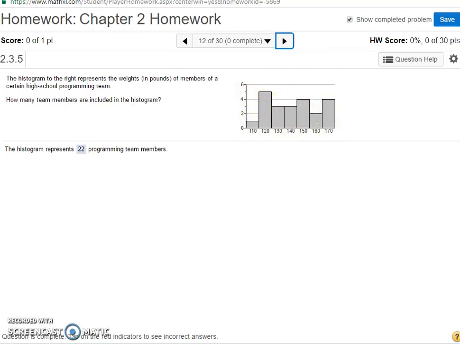So for each of the groups, we want to do what? We need to come back to our scale to figure out how many are in each of those groups, and then we need to add them all up.